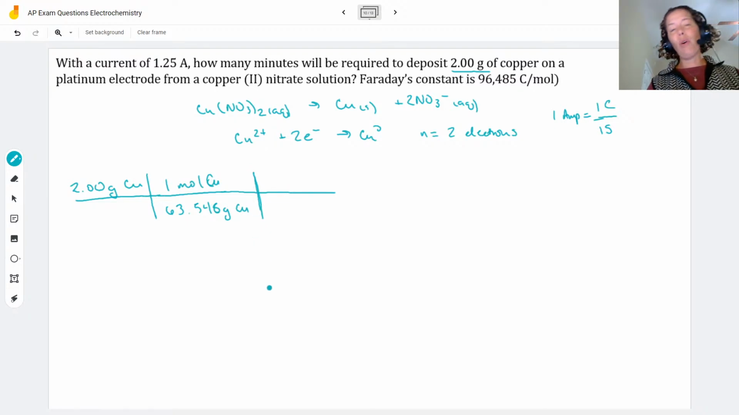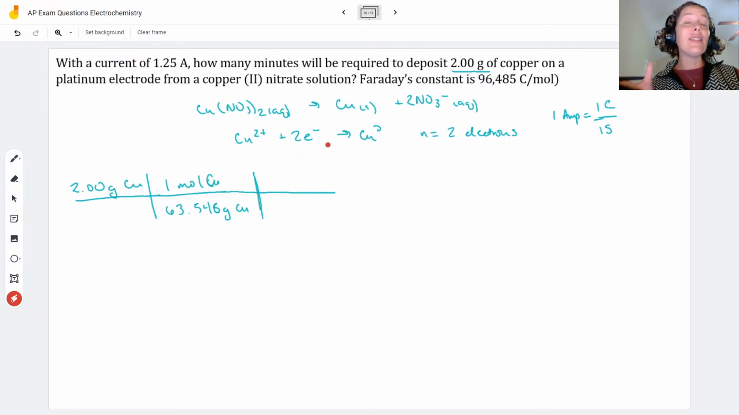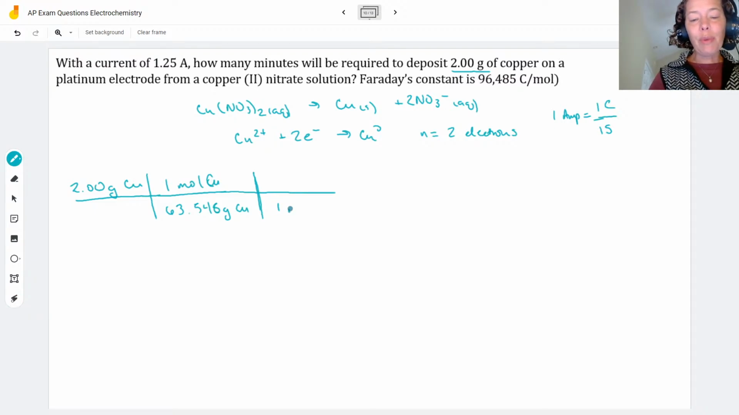All right, once we're in moles of copper, we want to convert to moles of electrons. So how many moles of electrons do we get with 1 mole of copper? Well, this is why I put this n equals 2 electrons. You can also think of this from your balanced chemical equation. What is the stoichiometric ratio between your electrons and your copper? It is a 2-to-1 ratio. So again, there are a couple of ways to think about this, which is nice because then you can figure out the way that makes the most sense.